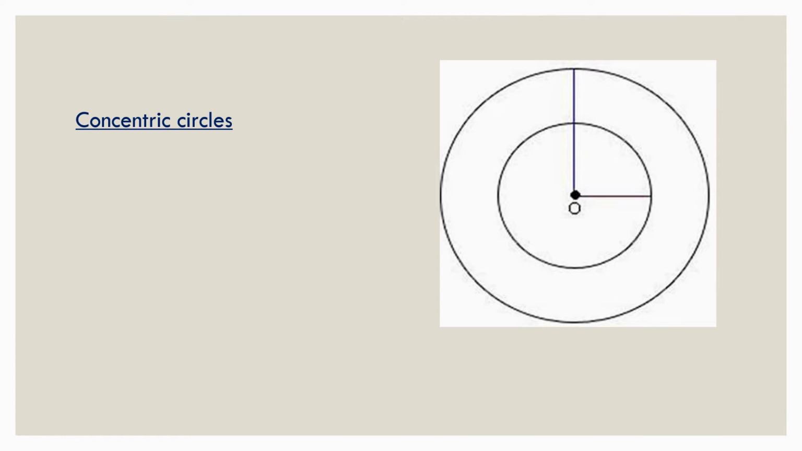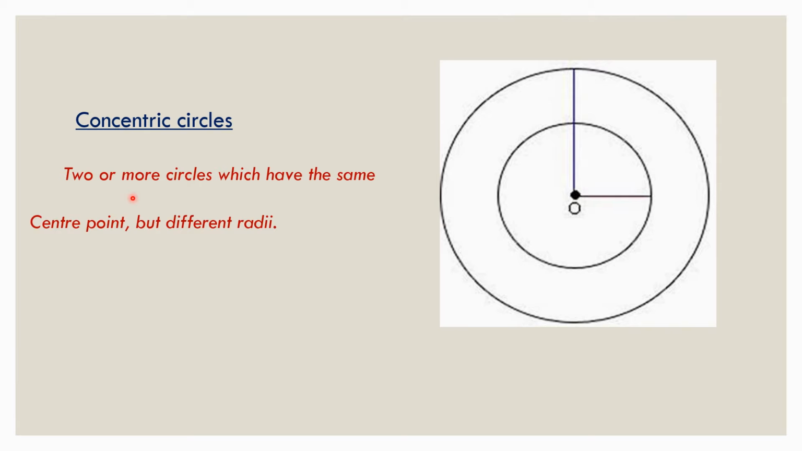Second one, concentric circles. Two or more circles which have the same center point but different radii. In this figure, there are the two circles. The first circle, smaller circle, radius OB is equal to 3 centimeter and the second circle radius OA is equal to 6 centimeter. But these two circles have the same center point O, but different radii. This type of the circles are called concentric circles.